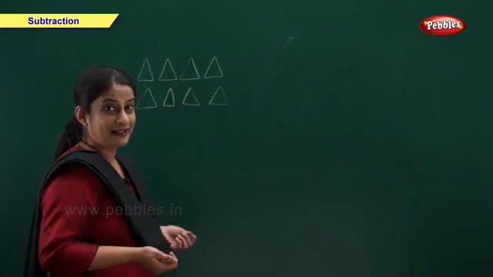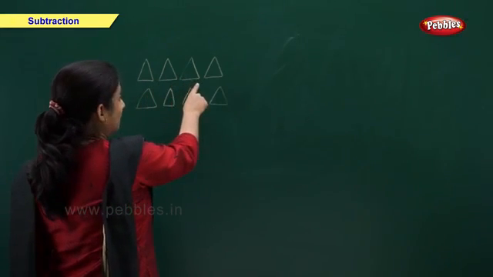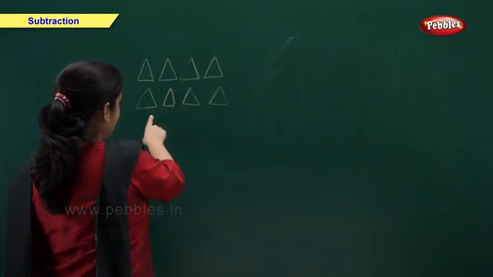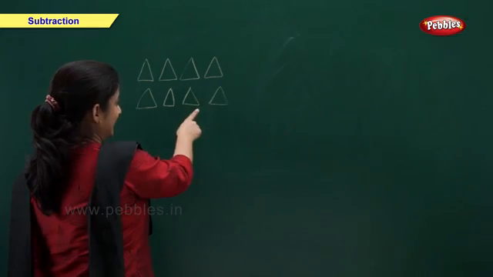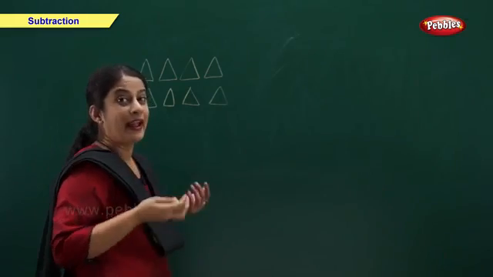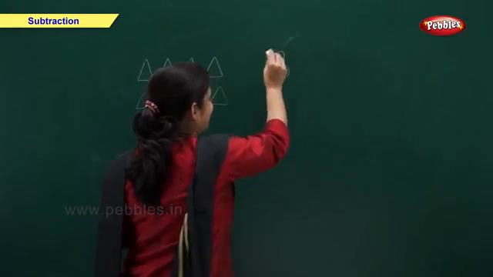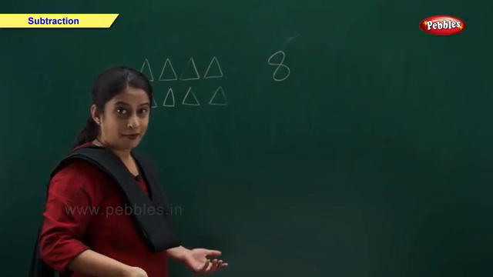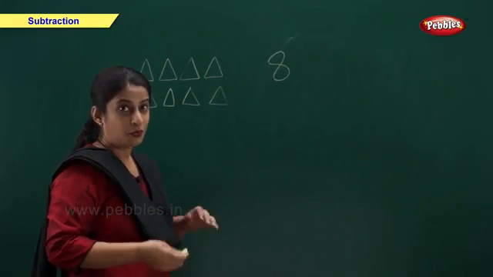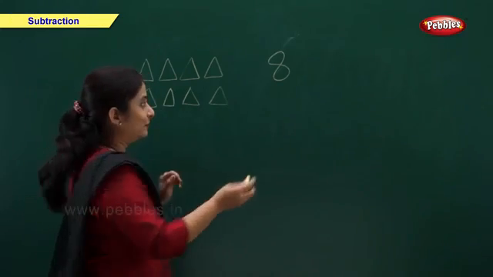I have some triangles. Let's count. 1, 2, 3, 4, 5, 6, 7, 8. I have 8 triangles. I want to remove 2. So, minus 2.